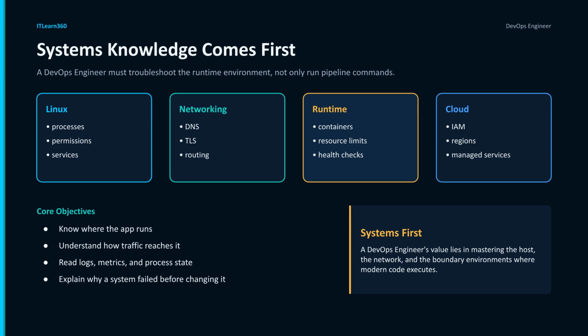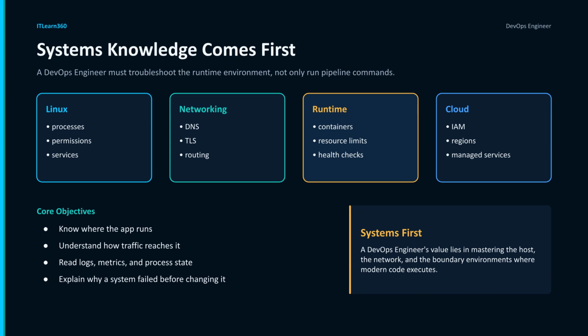In the cloud, understand IAM, regions, networking, and managed services well enough to explain where the application is running and how traffic reaches it. At North Star, a failed checkout might be caused by the application, a dependency, DNS, a certificate problem, resource exhaustion, or an infrastructure change. The engineer should be able to collect evidence before changing the system.